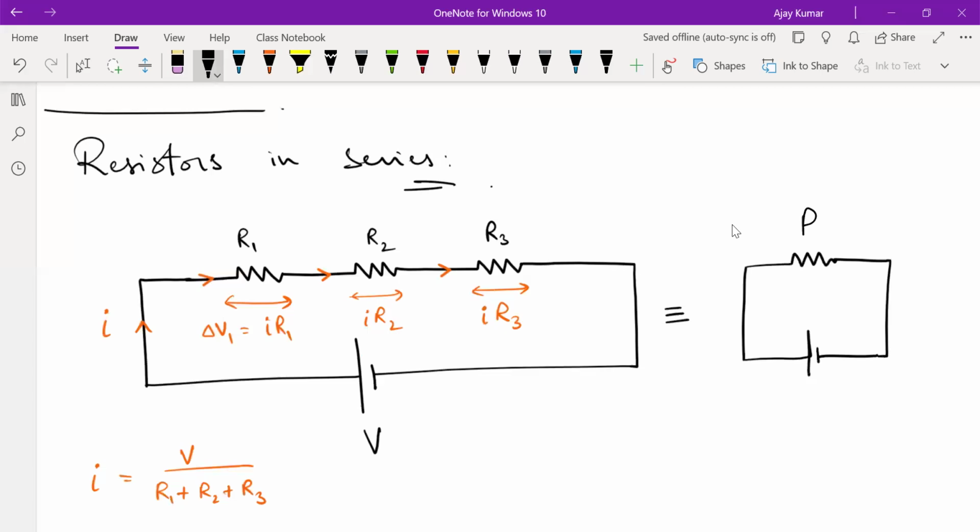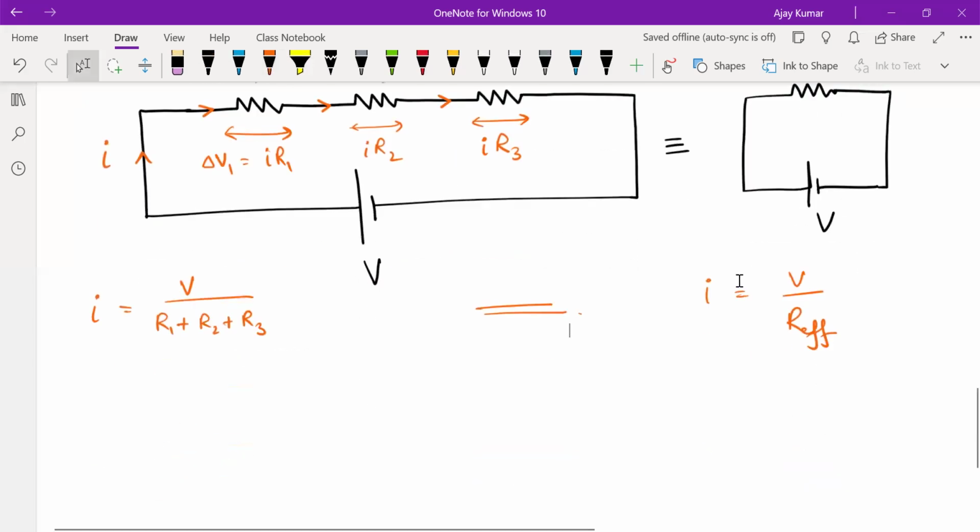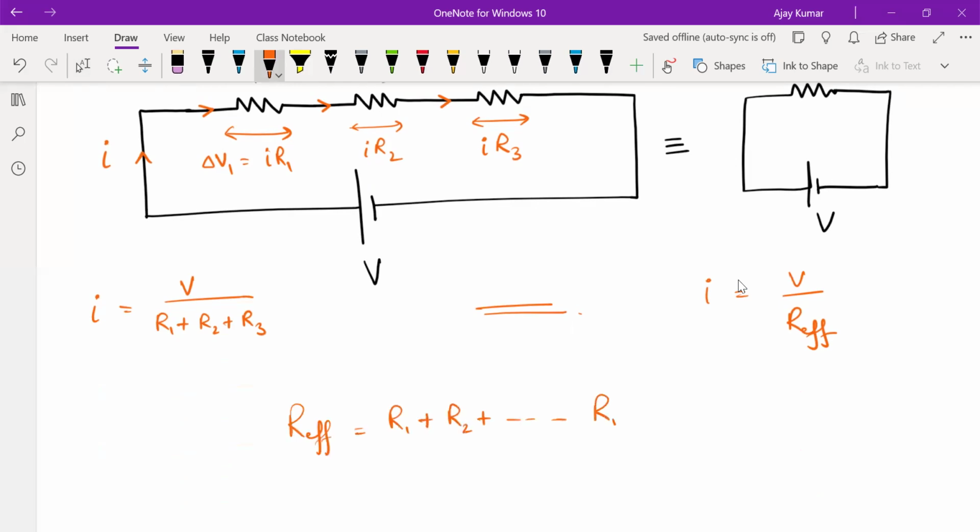So let that single resistor be R effective. Let the voltage be V. In this case, we know the current is V divided by R effective. And we want these two to be equal. That's all. So V by R effective is V by R1 plus R2 plus R3. So you can just equate the denominators. You get R effective is equal to R1 plus R2 plus R3, so on, up to Rn. However many resistors are there in series, you can simply add all of them.